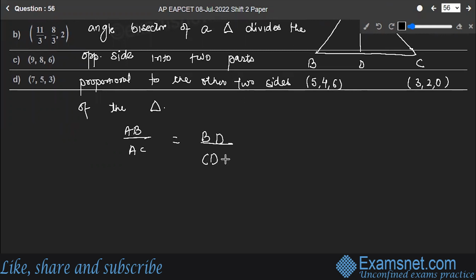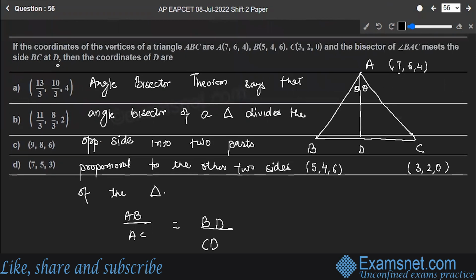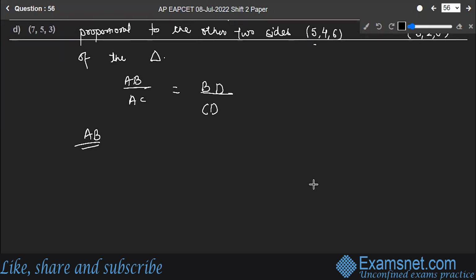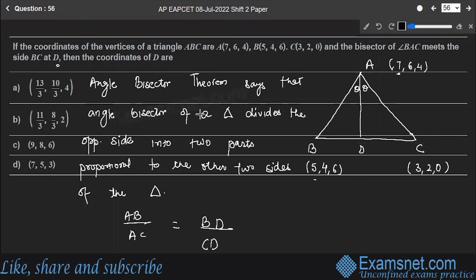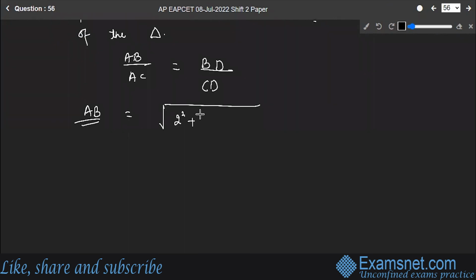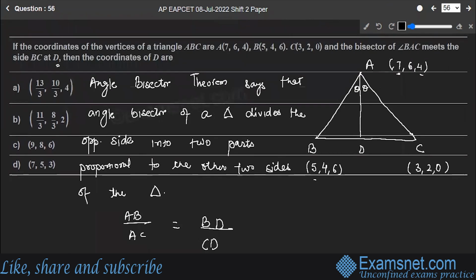Right? What is AB? You know the coordinates of A, B, and C. So according to that, AB is given by the square root of (7 minus 5) square, which is equal to 2 square, plus (6 minus 4), that is 2 square again, plus (4 minus 6), which is minus 2, squared.